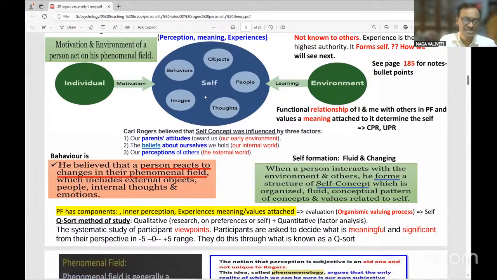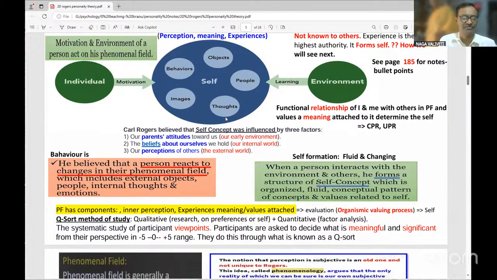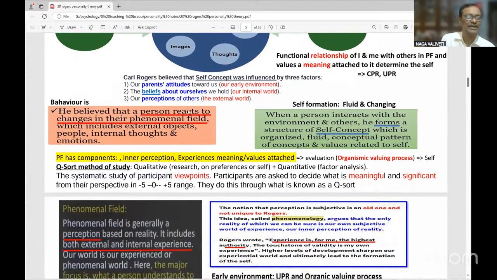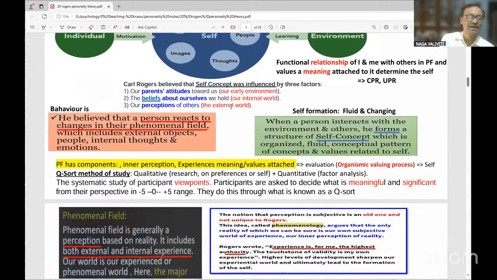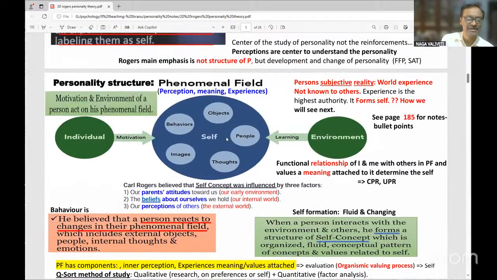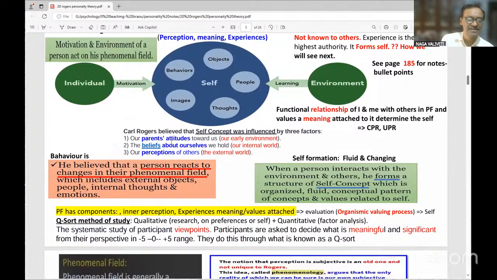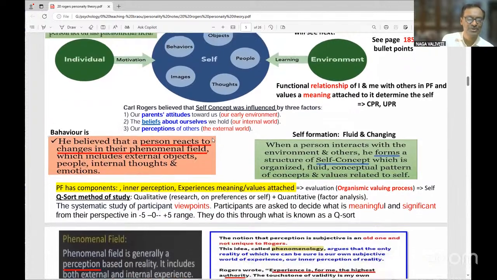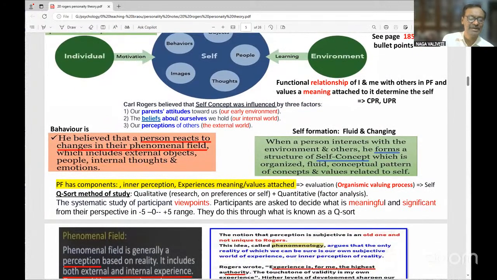How you are understanding yourself, you understand. This creates the self. What is that process? We will see that. Now here, what contributes to this self-concept? This self-concept comes from parental attitude towards us, our early environment, and the beliefs we hold about ourselves, and the perception of others, the external world, the internal world, our early environment in our upbringing.